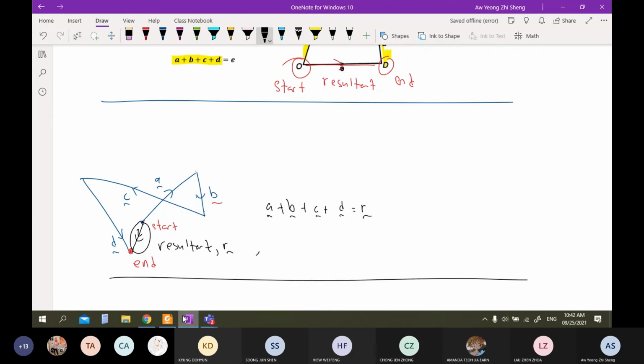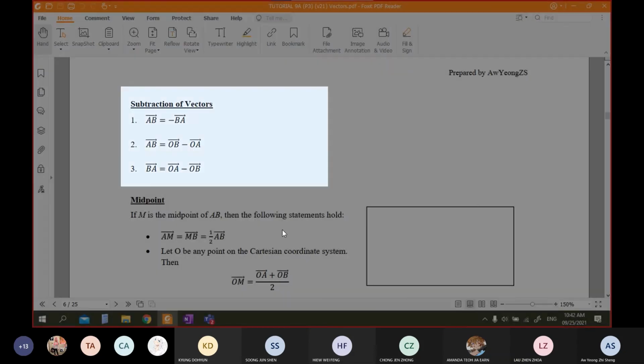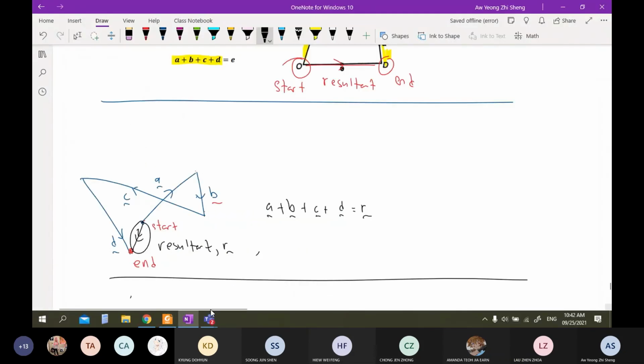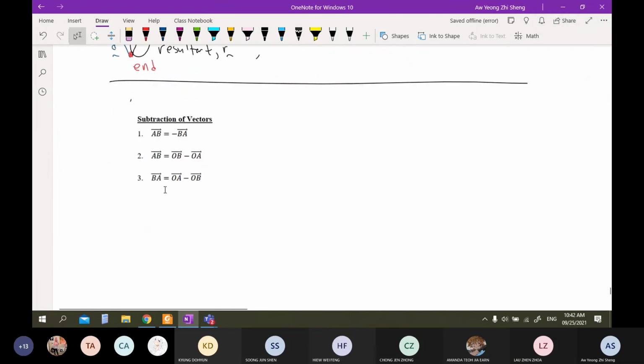Okay, as simple as that. Next, subtraction of vector. Subtraction is a very important thing that we will use again and again in our syllabus here, especially properties 2 and 3.